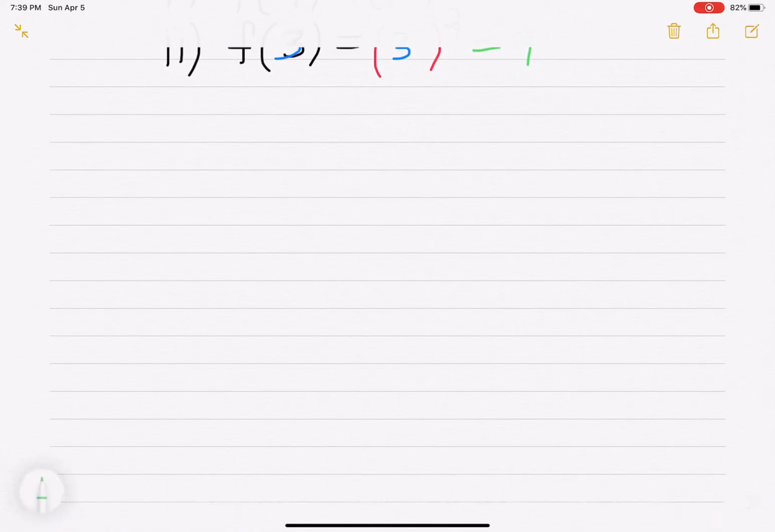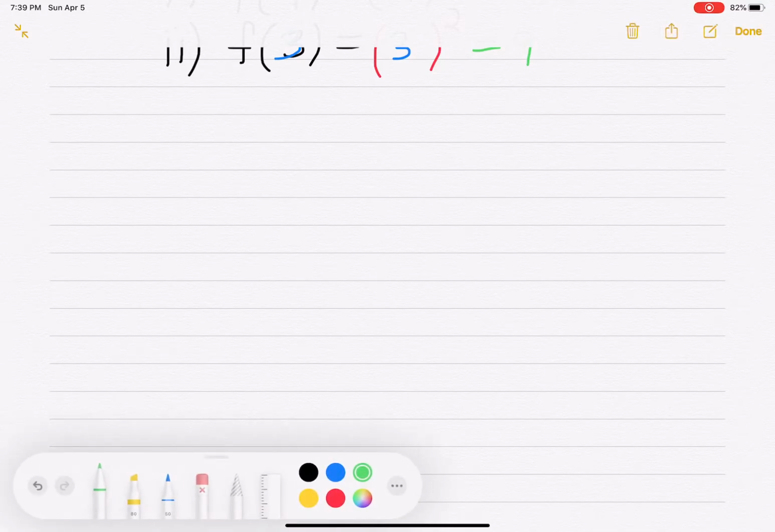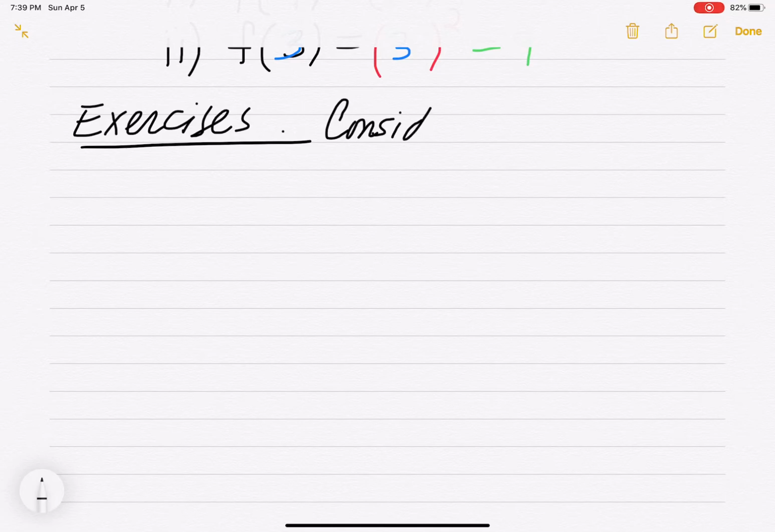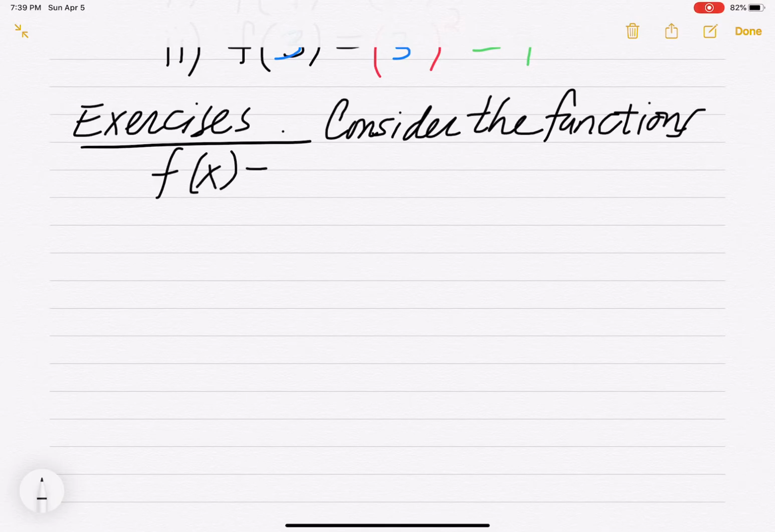Some exercises here. Consider the functions. We're going to write our functions in functional notation. This is the way you'll normally see them. f of x equals 3x minus 4x squared. So my input is x, and my output is going to be 3x minus 4x squared.